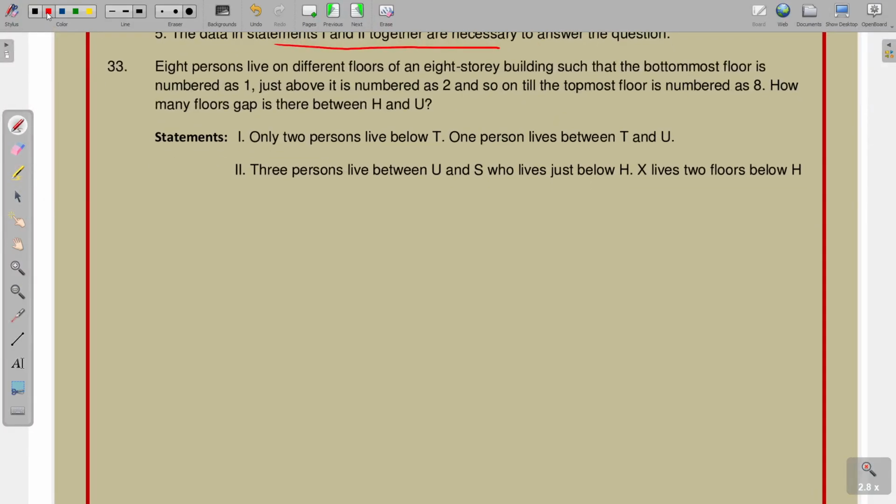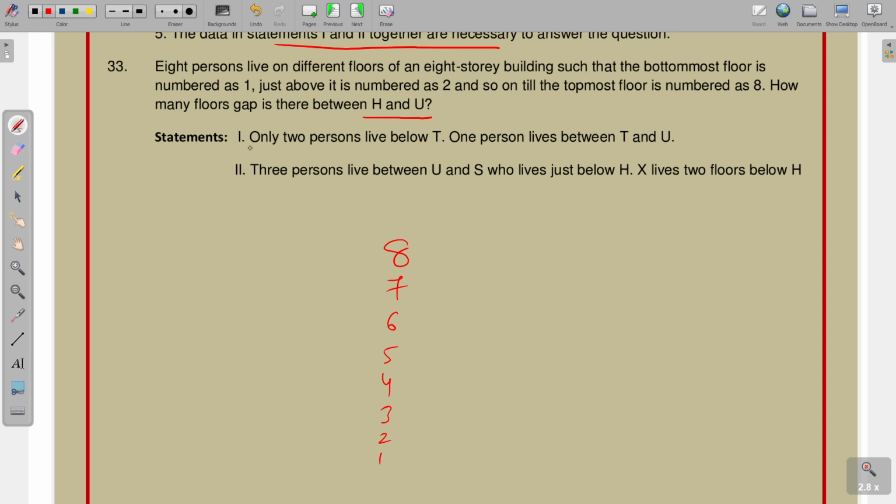See the first one, question number 33. 8 persons live on 8 different floors of a building such that the bottommost floor is 1, above it 2 and so on, topmost is 8. So totally 8, 7, 6, 5, 4, 3, 2, 1. Totally 8 floors are there. What is the question here? How many floors gap there are between H and U?